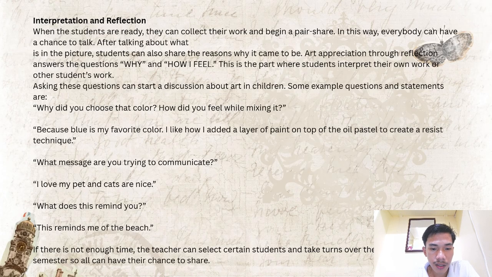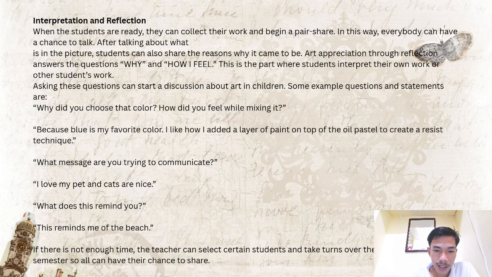So students might answer, blue is my favorite and I used paint over the oil pastel to make a special effect. So we can also ask, what message do you want to share or what does this remind you of? So this brings out their thoughts and feelings, and even if time is limited, we can let students take turns sharing through the whole semester. So everyone gets their moment to speak.